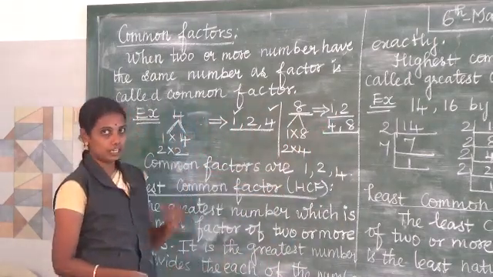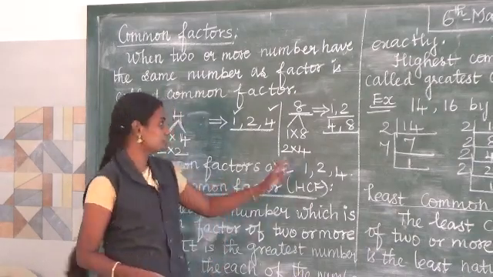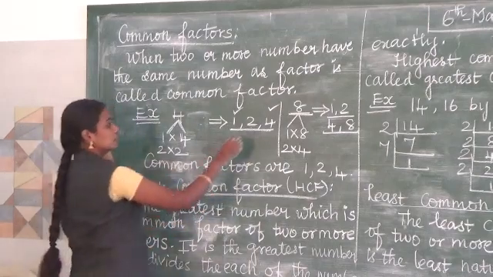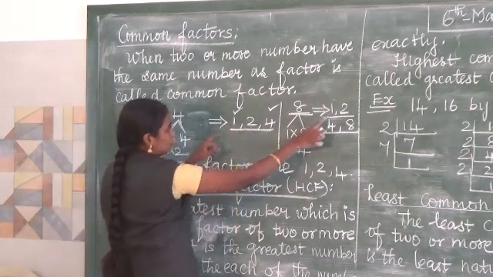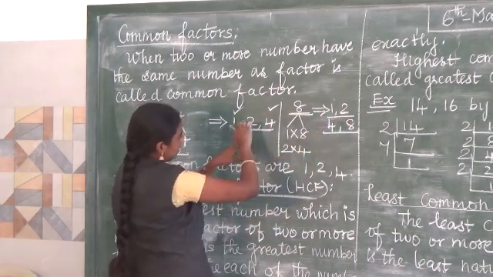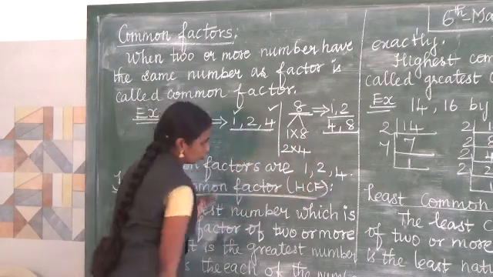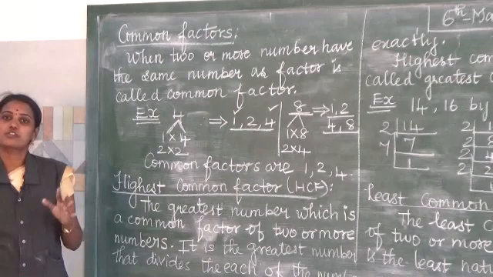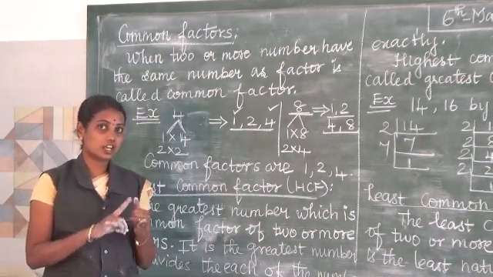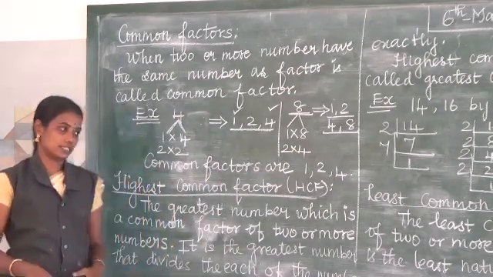Now write the common numbers. Common numbers here we call common factors, because we found the factors of both. So common factors: here 1, here also 1, then 2, then 4. So we have 3 common factors, 1, 2, 4. This is called common factors. So when you go for finding the highest common factor, we must find the common factors. Then the highest value among the common factors will be the answer.